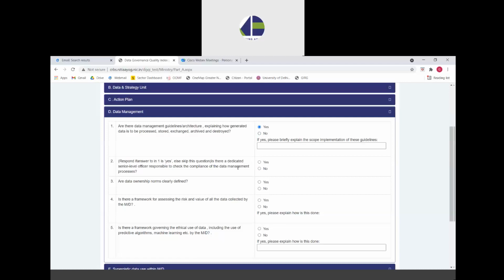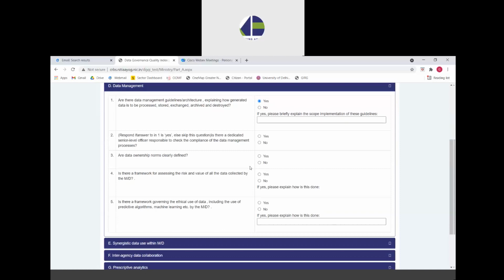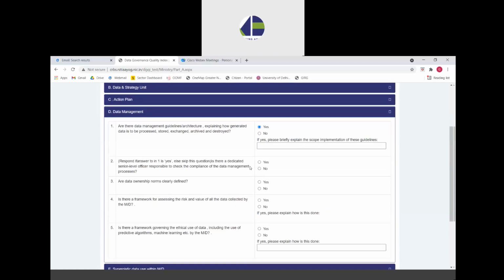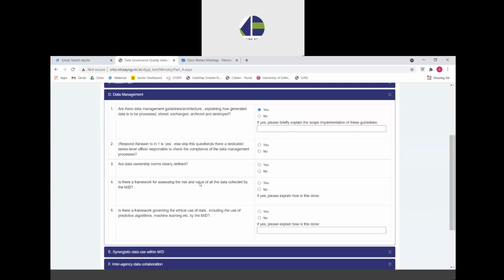If the answer to the first question is yes, that is, there are these guidelines, then the next question asks if there is a dedicated senior level officer who is responsible to check the compliance of these data management processes. Essentially, is there an officer who checks whether the different divisions of the ministry are collecting, exchanging and managing data as per these guidelines, and is this being done on a regular basis or not. If there is such an officer, then it will be yes, otherwise it will be no. There is no cap on the number of officers. It can be 1 or 2 or more officers.